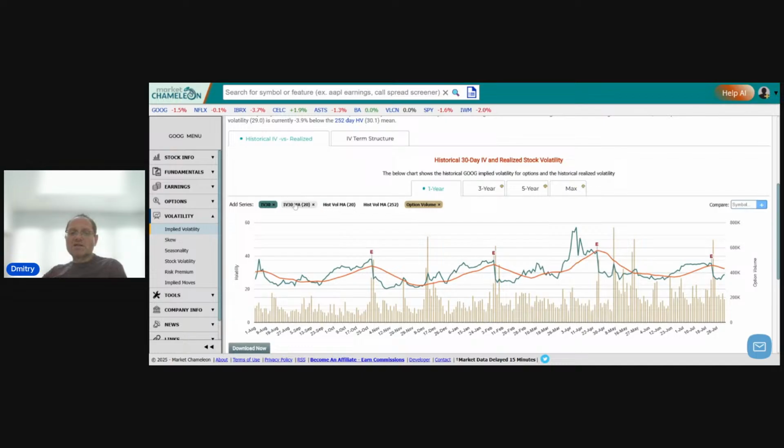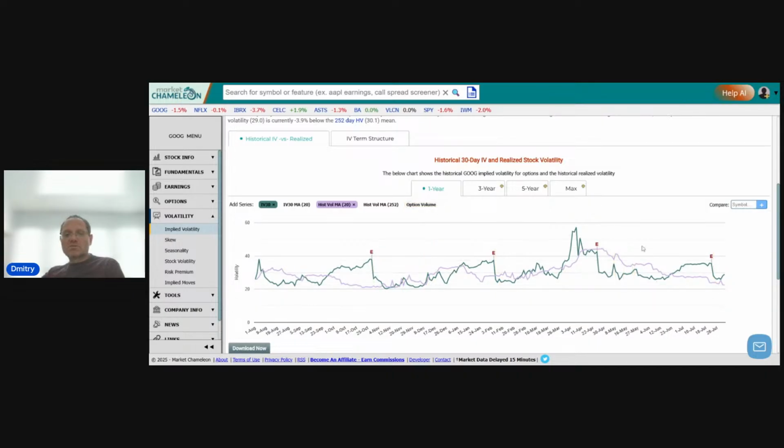We could also plot it against the historical stock. So here I'm going to remove the volume, but this allows us to compare the implied volatility versus the 20-day historical volatility, right? So how far away does it project forward volatility relative to the last 20 days?